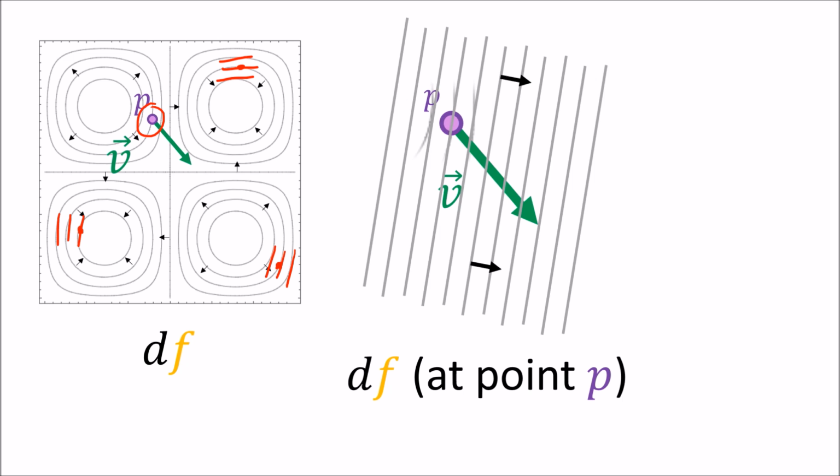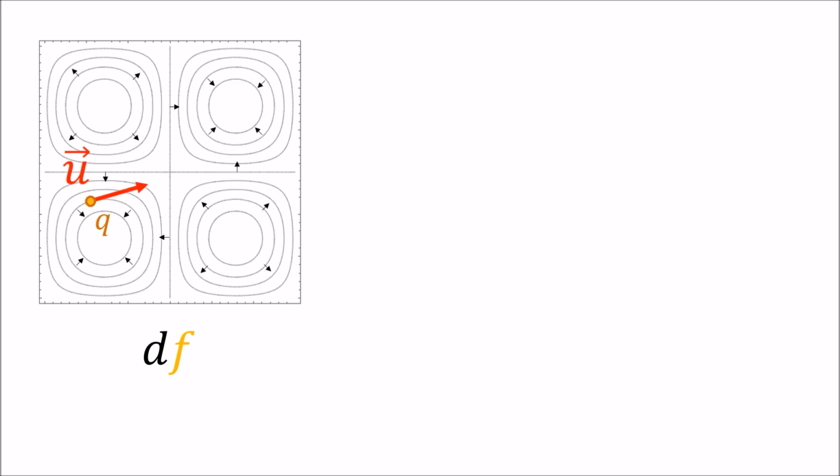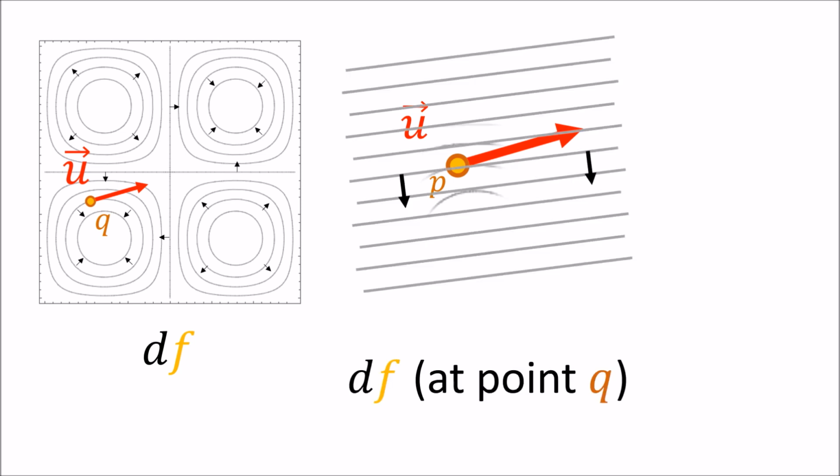And now we calculate df of v just by counting how many stack lines v pierces in this covector, and this ends up being 5. So df of v is equal to 5. We can also look at this other example here with the vector u located at the point Q. So if we zoom in on this point and look at the covector at point Q, we would see that the covector looks like this. And that means that df of u would be -1, since u pierces one stack line, but it's going against the orientation of the covector df. So df of u is equal to -1.